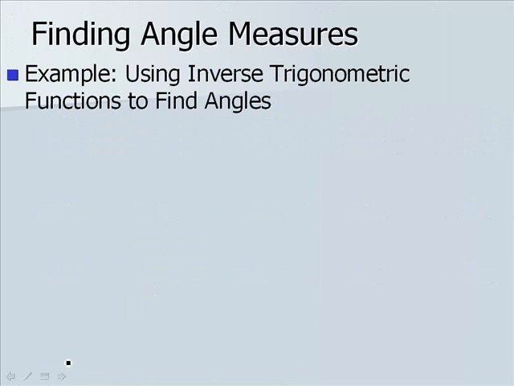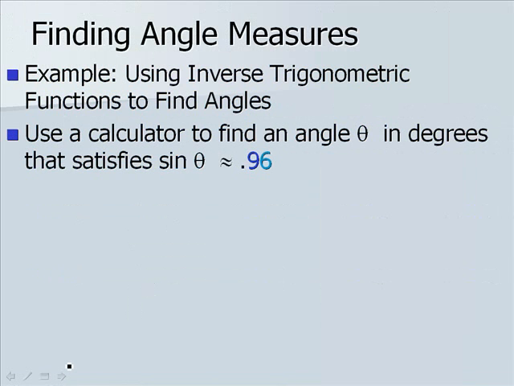Let's use our inverse trigonometric functions to find angles. We want to use a calculator to find an angle theta in degrees, and that's important, that satisfies the following. So we have, if the sine of theta is approximately 0.9677, then theta is the sine inverse of our angle.